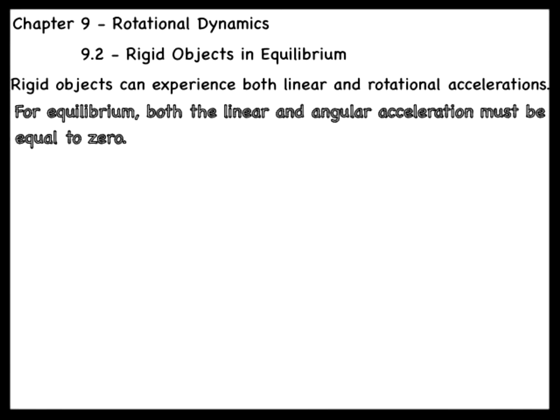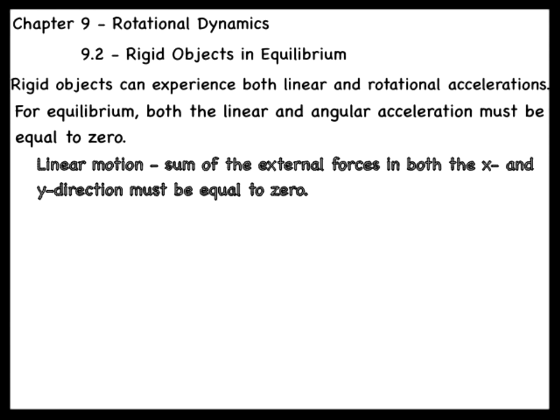In principle, a rigid object could experience both linear and rotational accelerations. Thus, for a rigid object to be in equilibrium, both its linear acceleration and its angular acceleration must be equal to zero. We know from our earlier study of linear dynamics, this means the net external force acting on the object must be equal to zero in accordance with Newton's second law.